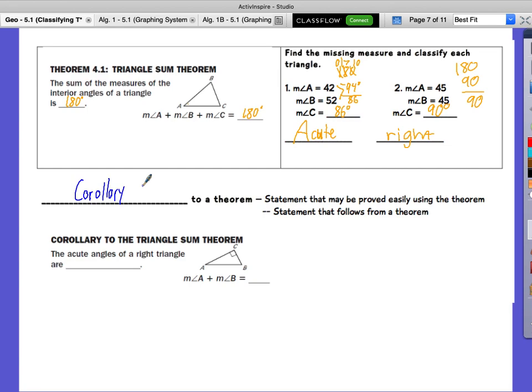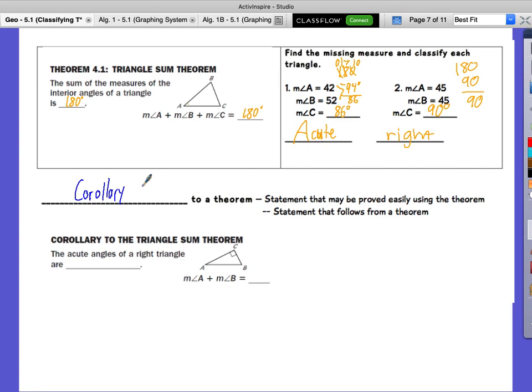A corollary to a theorem, guys, listen up. A corollary to a theorem is a statement that may be proved easily using a theorem, or it follows directly from a theorem. So corollary just means it follows directly from something, or something leads to something else. So we have the triangle sum theorem, and then we have a corollary to the triangle sum theorem, meaning it just follows straight from it.